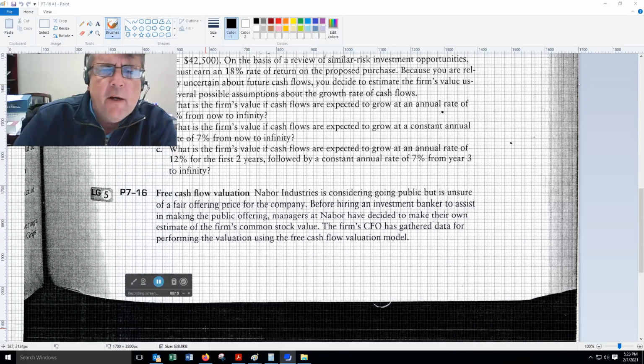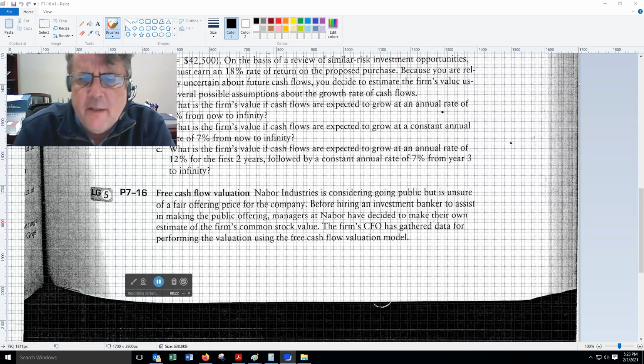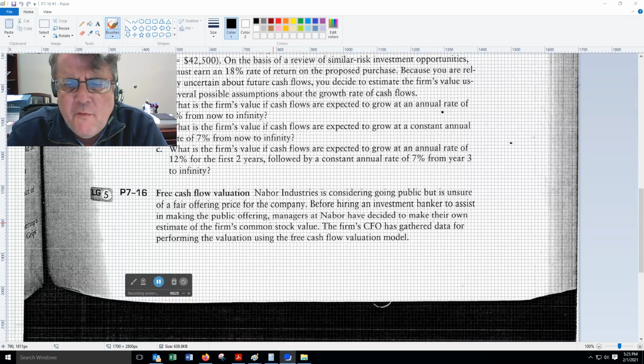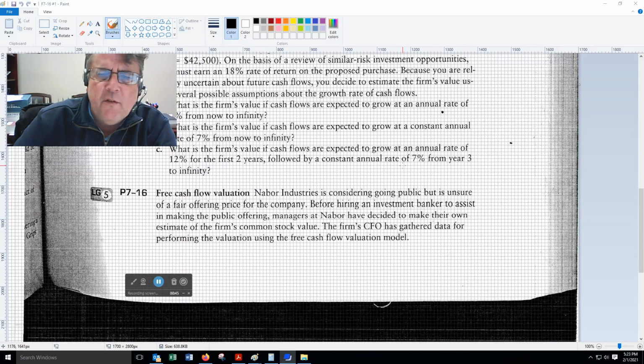Okay, now here we've got a company, Neighbor Industries, and they're considering going public. They're unsure of a fair offering price for the company. Before hiring an investment banker to assist in making the public offering, managers at Neighbor have decided to make their own estimate of the firm's common stock value. The firm's CFO has gathered data for performing the valuation using the free cash flow valuation method.